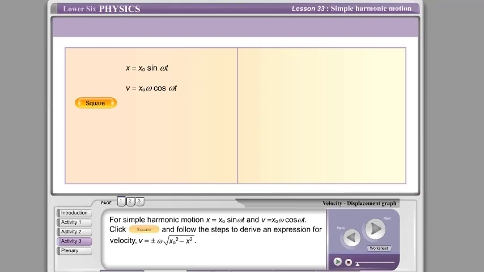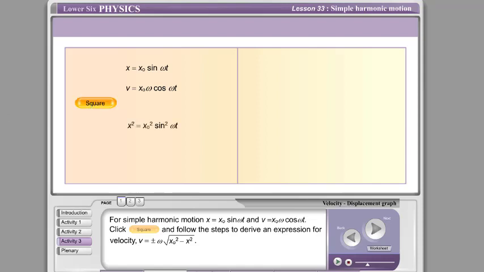For simple harmonic motion, x equals x naught sine omega t and v equals x naught times omega times cos omega t. Click square button and follow the steps to derive an expression for velocity v equals plus or minus omega times square root of x naught square minus x square.